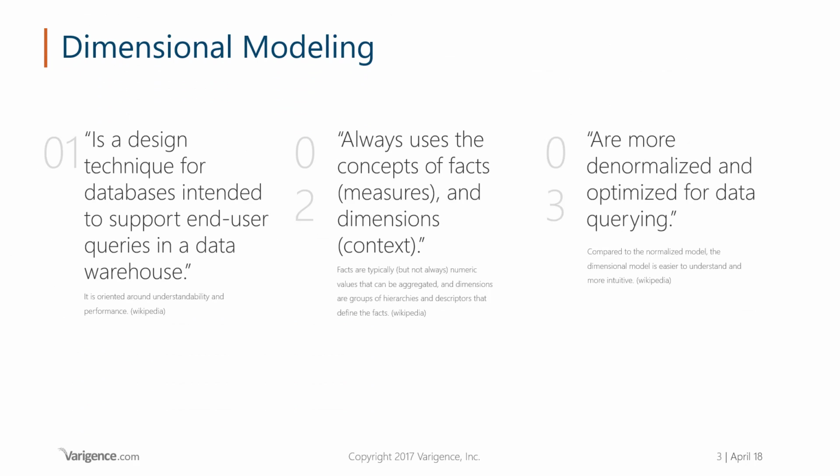So I've just taken this off Wikipedia, and these were the key things for me that stood out about dimensional modeling. The first one is obviously that it is intended to support end user querying, and it's based on the concepts of facts, which are your measures, and dimensions, which are the context of it. And then lastly, it is denormalized and optimized for querying. So it's a structure that is being created so that your end users can easily understand your data.